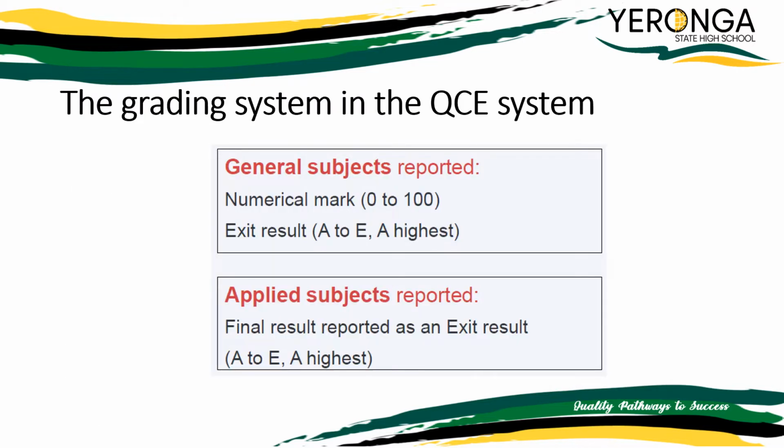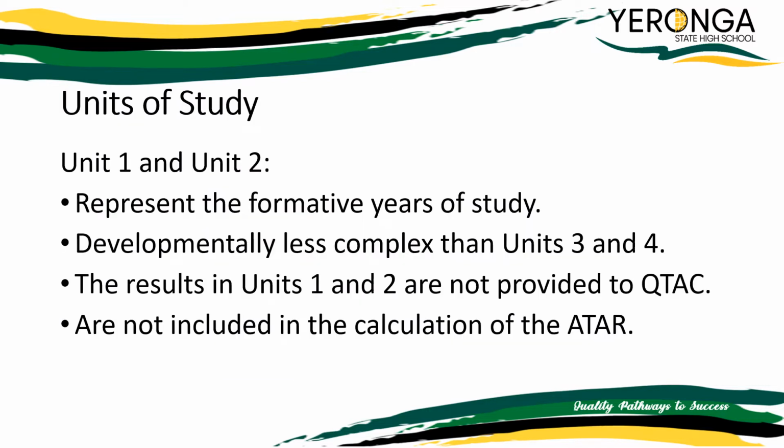So the grading system in the QCE system is recorded by QCAA. The general subjects are reported as numerical marks from 0 to 100 with an exit result from A to E, with A being the highest result. Applied subjects are reported as final subject reports as an exit result from A to E, with A being the highest.